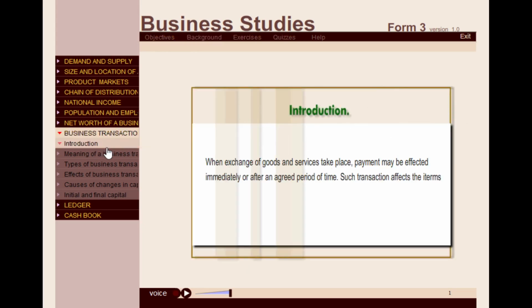Introduction. When exchange of goods and services takes place, payment may be effected immediately or after an agreed period of time. Such transactions affect the items of the balance sheet either by increasing or decreasing.